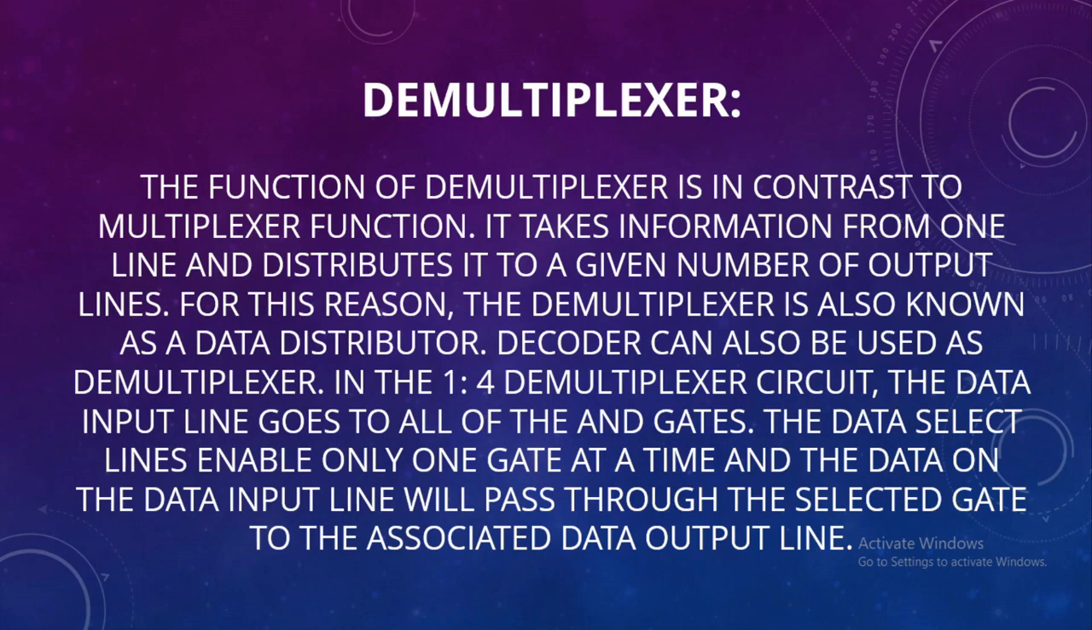In the 1 to 4 demultiplexer circuit, the data input line goes to all of the AND gates and the data select lines enable only one AND gate at a time, and the data on that data input line will be passed to the selected gate to the associated data output line.